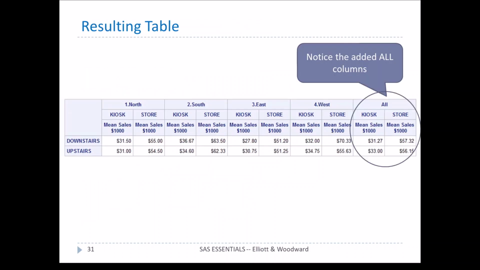So again, let's take a look at what that does. And now at the end of the table, we see that this was the table, the first 4 columns was what we got originally. And now we have an all column. And so this 31.27 is the mean sales then of all of the downstairs, for instance, the downstairs kiosks.